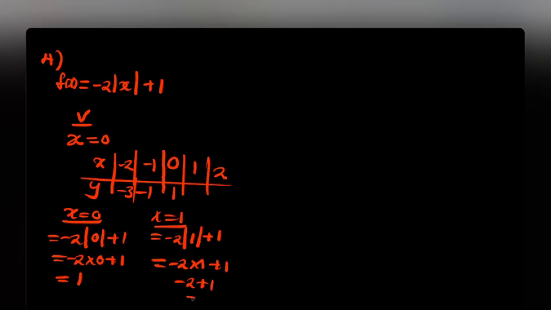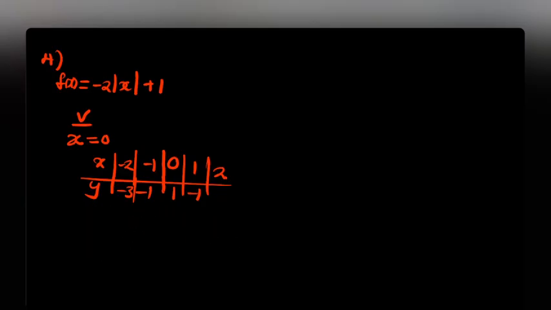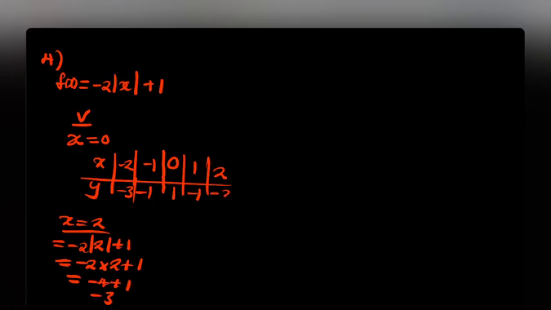So -2 plus 1, this will give us -1. So again, what is x? We substitute with a 2. Let's see the value of y that we get. So we have x, which is equal to 2. So we have -2, the modulus, what is x? We put a 2, then plus 1. So this will give us -2 times the modulus of 2, that's 2, then plus 1. So this will give us -4 plus 1. So this will give us a -3. So now this is what we have.